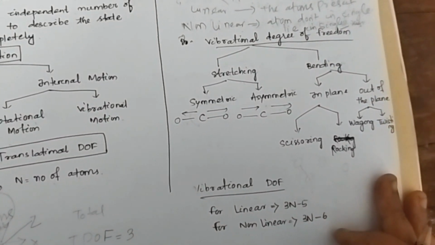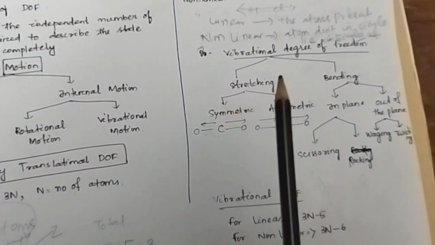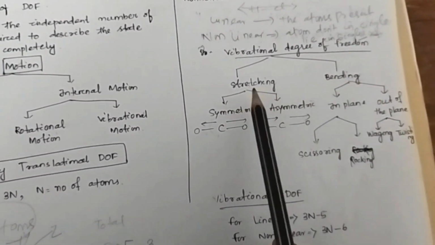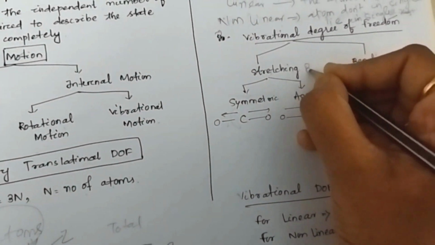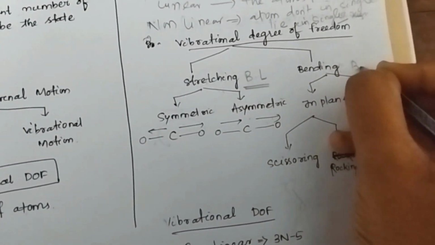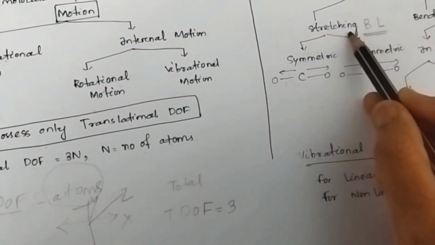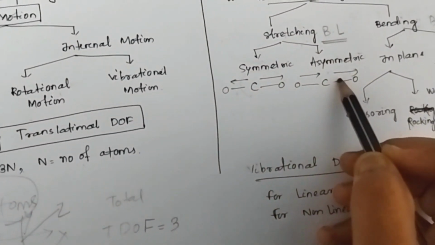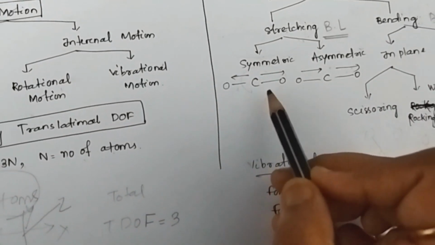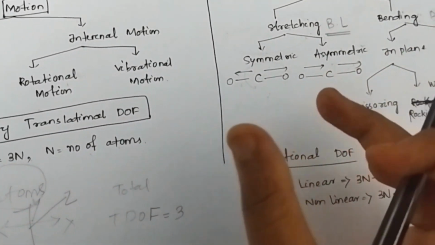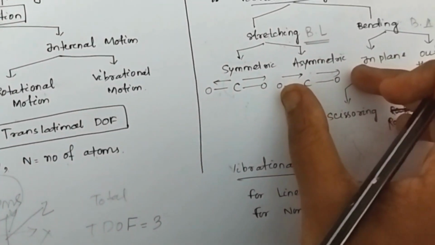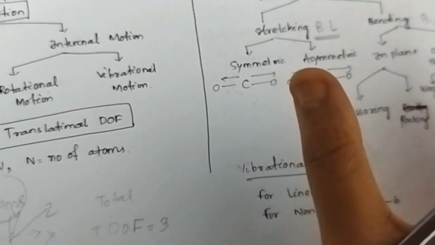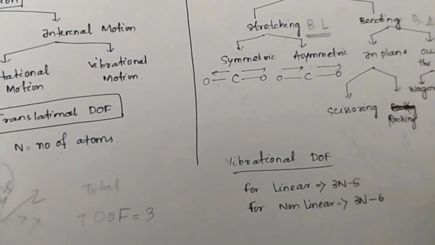Let's come to vibrational degree of freedom. Vibrational degree of freedom is of 2 types. One is stretching, one is bending. In stretching, bond length changes. In bending, bond angle changes. Stretching is of 2 types, symmetric stretching and asymmetric stretching. In symmetric stretching, 2 or more bonds vibrate in and out together. But in asymmetric stretching, at the same time, some of the bonds get shorter and some get longer.